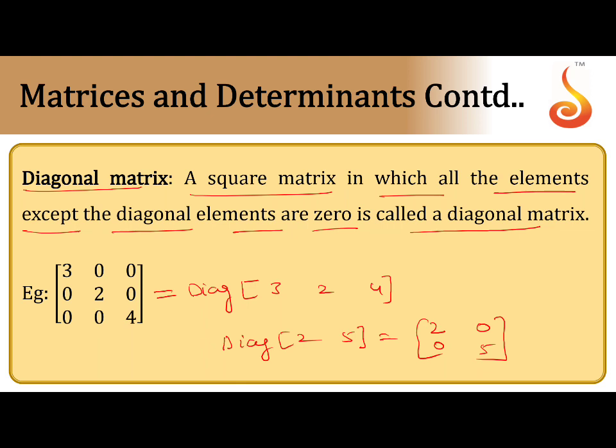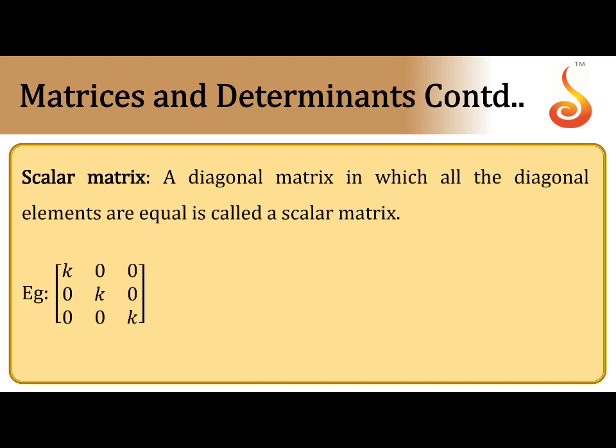That means what diagonal matrix? A square matrix in which all the elements except the diagonal elements are 0 is called a diagonal matrix. So next, scalar matrix. A diagonal matrix means all the elements except the diagonal elements are 0, in which all the diagonal elements are equal is called a scalar matrix.